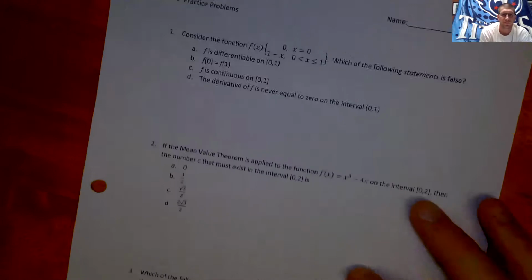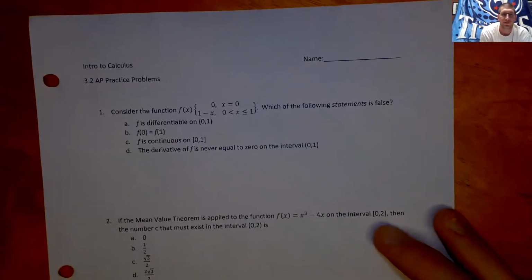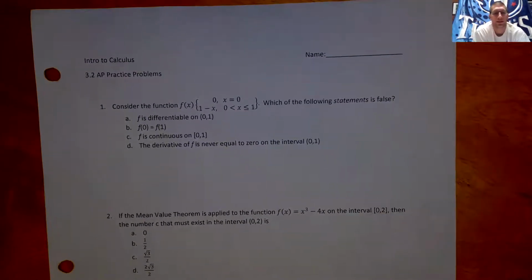So the first problem, you'll see it says, which of the following statements is false? And it gives us this piecewise function. My advice to you, because there is no graph, I would definitely graph this piecewise function. You can either graph it by hand, it's not that hard of a function, or you could just type it in the Desmos, whichever you prefer. So graph it, and then look to see which one of these is true, right?